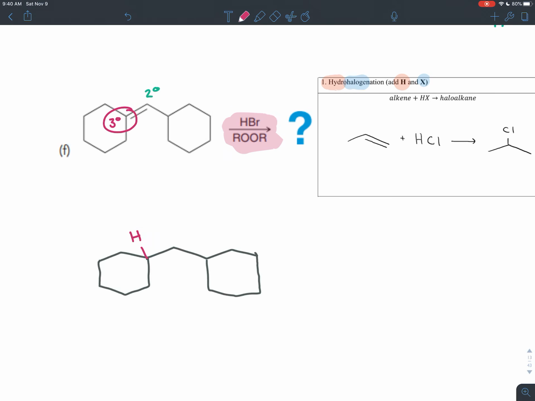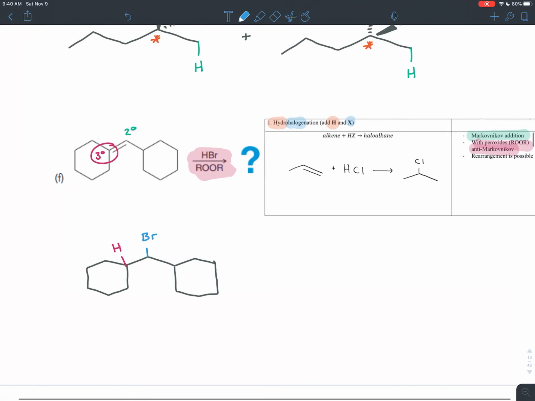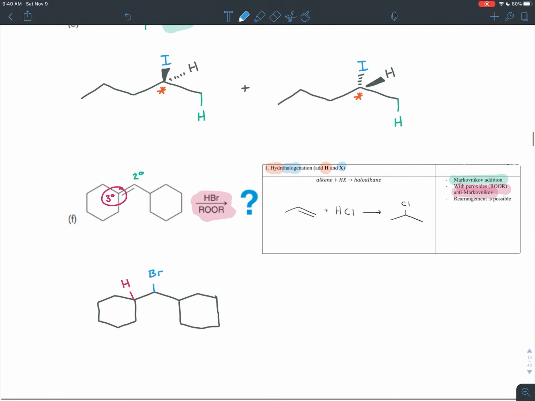When we use peroxides, the mechanism is not the same as when we don't. So you don't have to worry about rearrangement, and the other group, here the bromine, will add on the other carbon in the double bond, always. And so that is our product. And you'll notice we don't have a chiral center there.